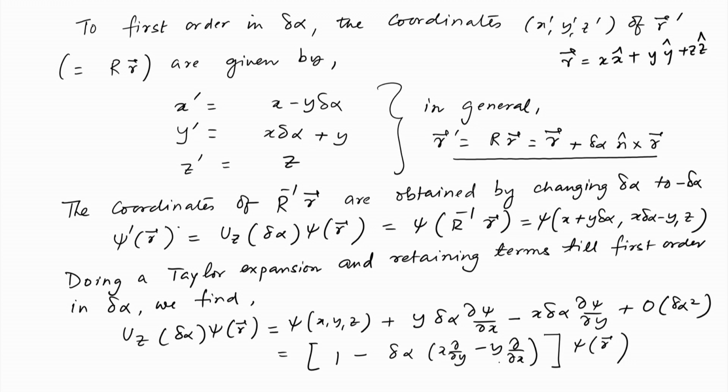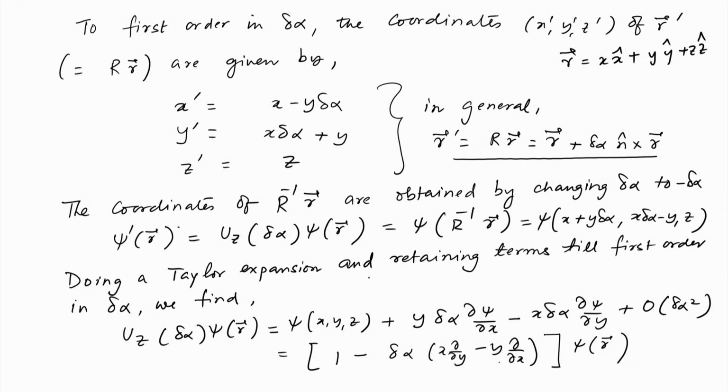So, the coordinates of r inverse r are obtained by changing. Now here I have done it by rotating it by r. If we rotate it by r inverse, that can be obtained by simply changing delta alpha to minus delta alpha, and your psi prime, which is the rotated wave function, psi prime of r is u z delta alpha psi of r, and by our earlier definition this is equal to psi of r inverse r, and we have simply changed the signs in between. So, it became x plus y delta alpha and x delta alpha minus y, and z.